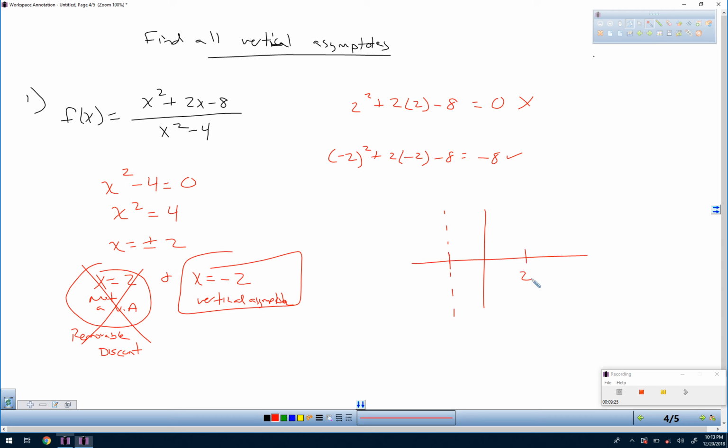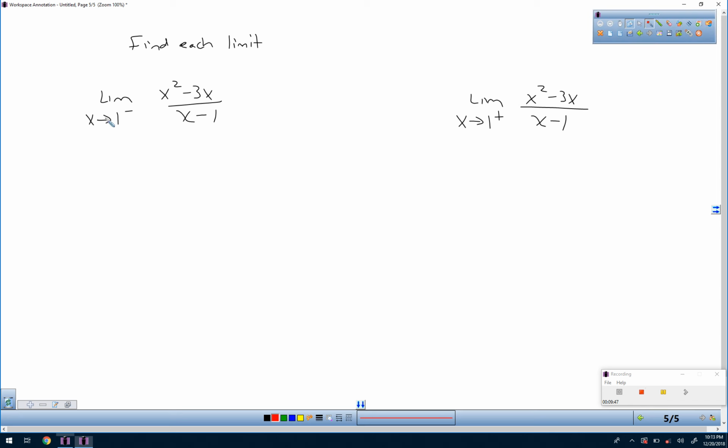Now, how does this relate to limits? Well, here it is. Let's say I wanted you to find each limit. So the limit as x approaches 1, specifically from the left-hand side. But if you were to plug in 1 into this, you would get 1 squared minus 3 times 1 over 1 minus 1. You get 1 minus 3, which is negative 2 over 0. Don't let that get confused with indeterminate form. This is not in indeterminate form.